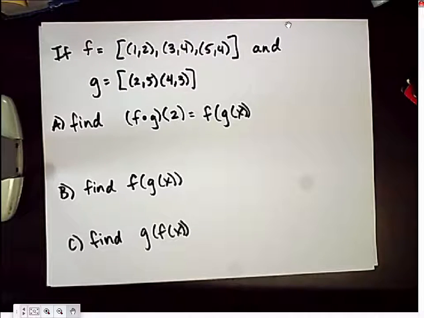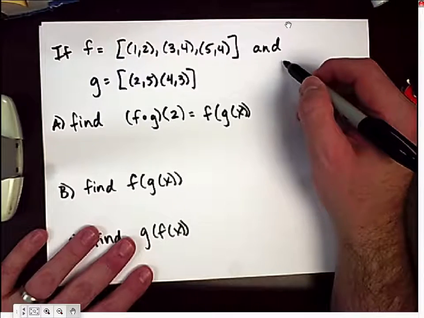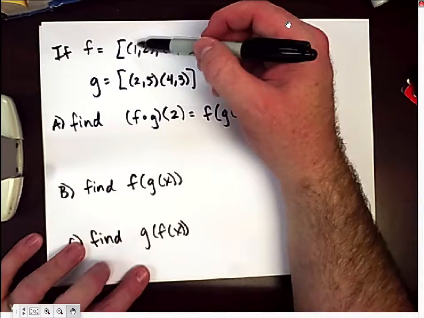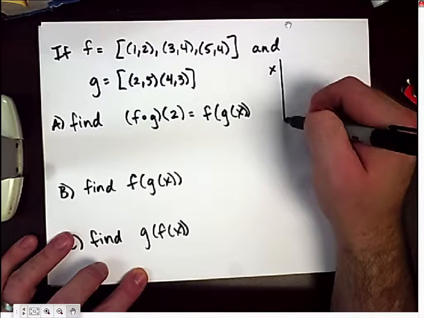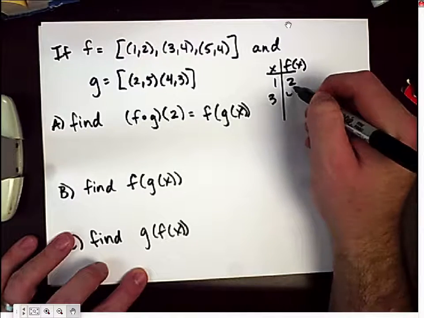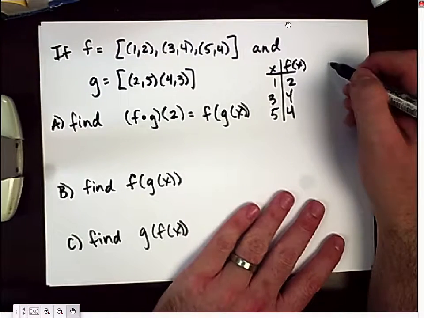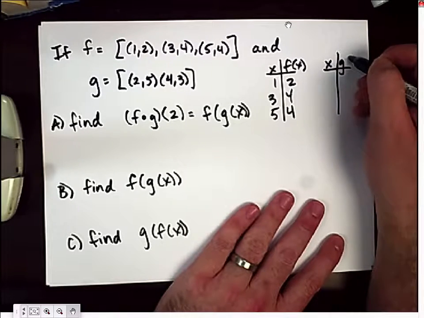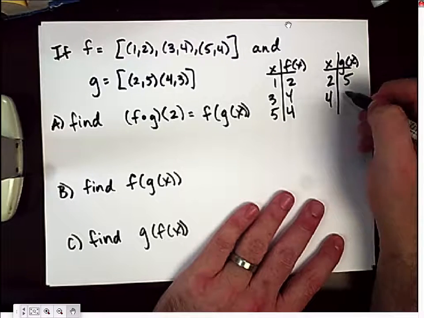Okay? Now, what does this mean? This means that the function f, when the input is 1, the output is 2. So you could have this, like x and f of x. 1 is 2, 3 is 4, and 5 is 4. Okay? Then you could also have a chart for x and g of x. When the input is 2, the output's 5. When the input is 4, the output is 3.